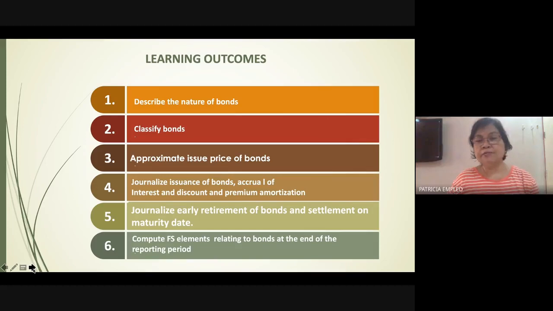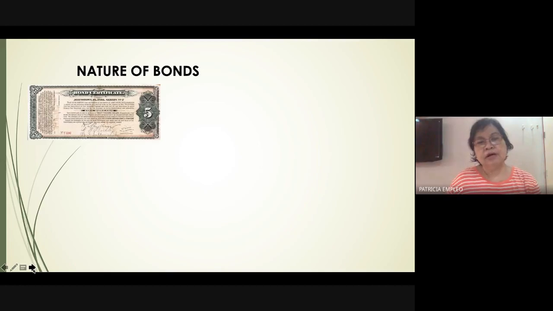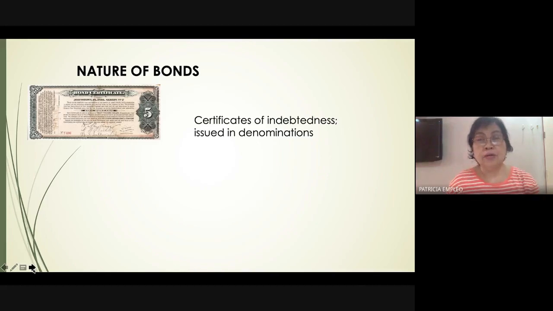So we now go straight to the first learning outcome. We will describe the nature of bonds. As we discussed in our previous synchronous session, bonds are similar in some aspects with promissory notes. Bonds are formal certificates of indebtedness issued by an entity, and because the entity borrows funds from the public, so that these bonds can be afforded by small investors, they are issued in smaller denominations.